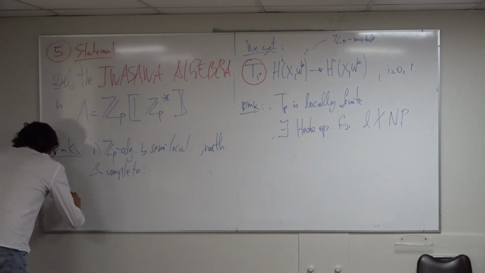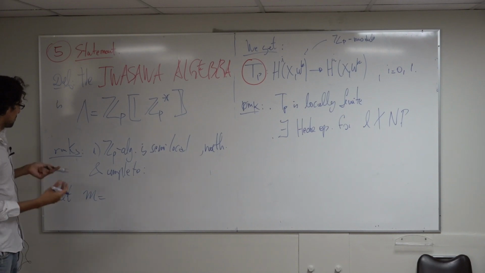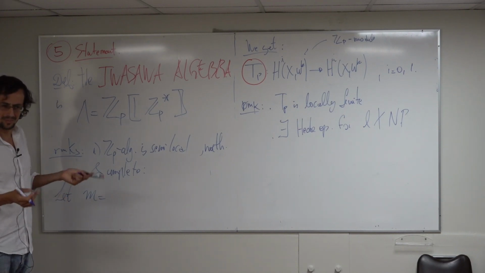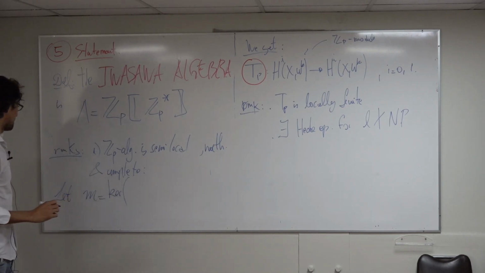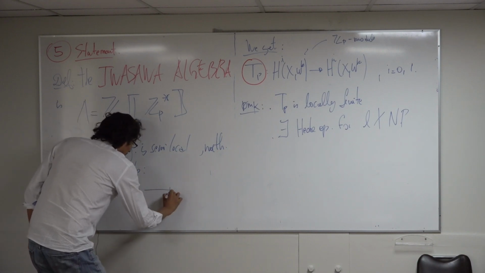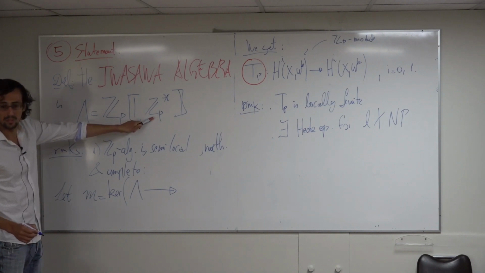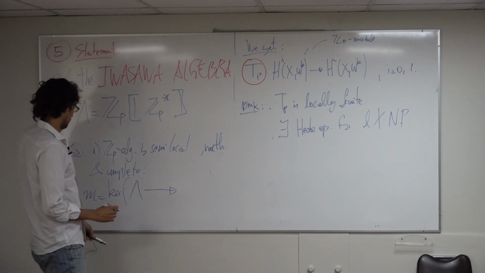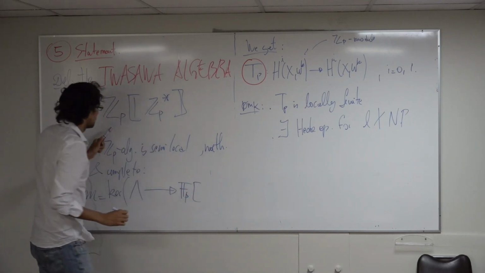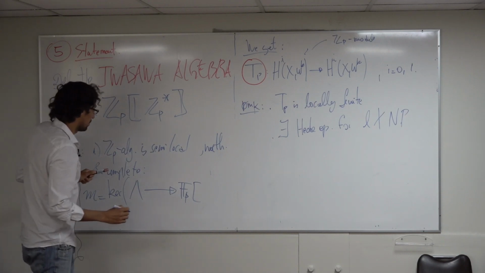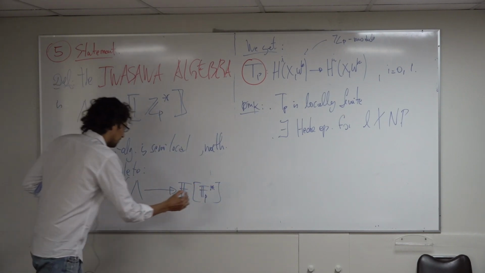Let M be the following. You have no single maximal ideal, but you have some intersection of these maximal ideals, which can be described in the following way. With the kernel, you have a natural map: just take the quotient by P. So you have a natural map from here to F_p, and a natural map from here to F_p star. Is that correct?